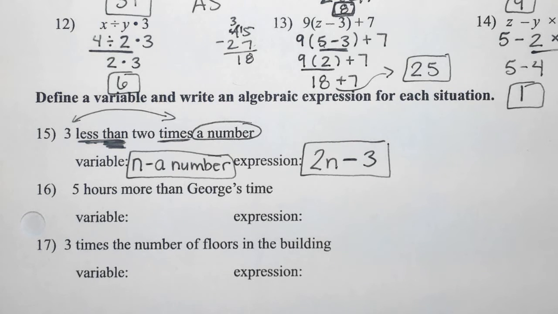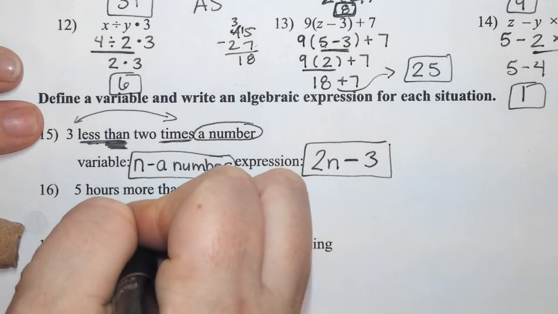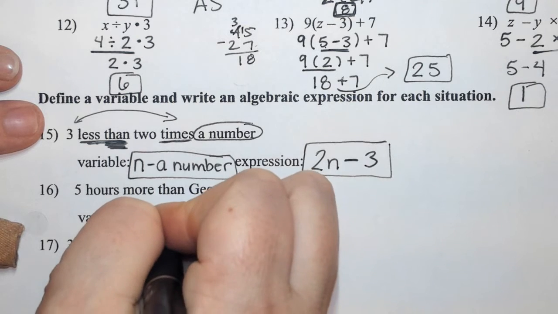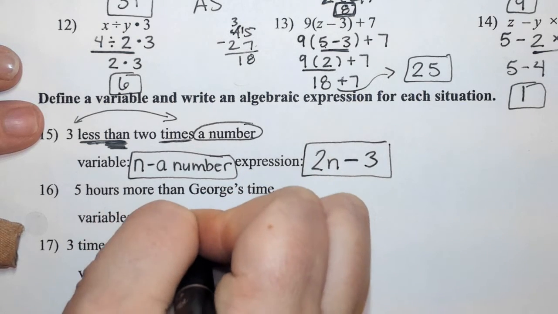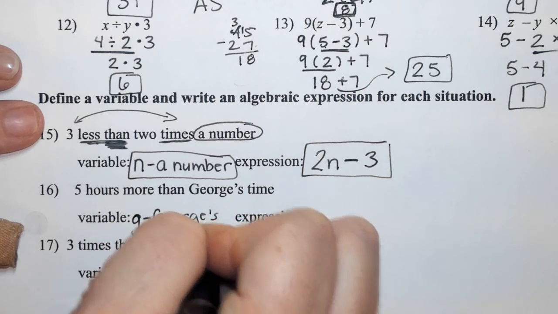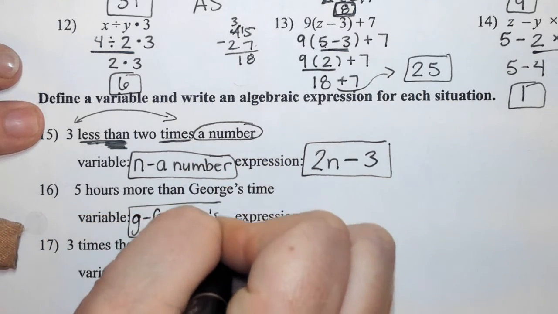Right, are there any questions about number 15? Number 15, Mia, was the hardest one. Number 16 says 5 hours more than George's time. What information do I need to know? What does it not tell me, Braden? I don't know what George's time is, so I'm going to put G. Remember, it has to be lowercase. G is George's time. Okay, so there's my variable.